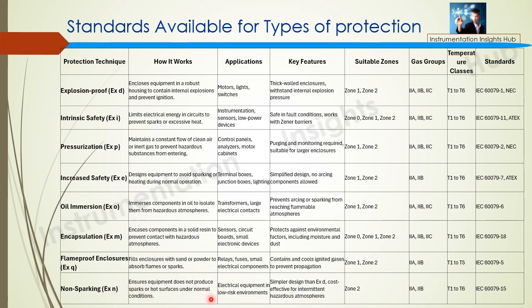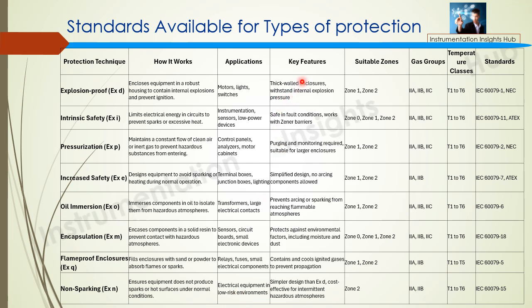Non-sparking ensures equipment does not produce sparks or hot surfaces. Electrical equipment in low risk environment applications. Now comes the application part. Explosion proof, like motors, lights, switches, right? We provide junction boxes, EXD, right? Intrinsically safety: instrumentation, sensors, low power devices. Pressurization: control panels, analyzers, motor cabinets. Increased safety: terminal boxes as discussed. Oil immersion: transformers. Encapsulation: sensor circuits, and so on.